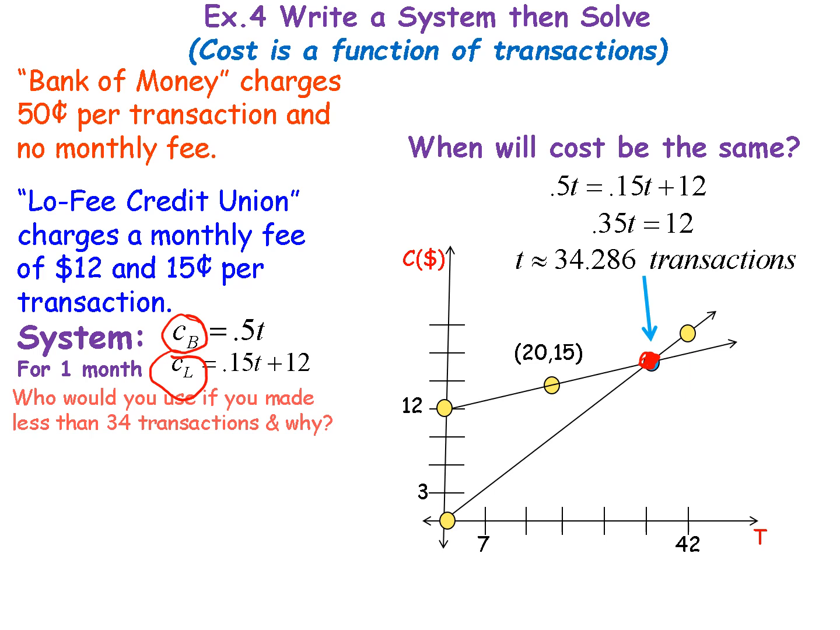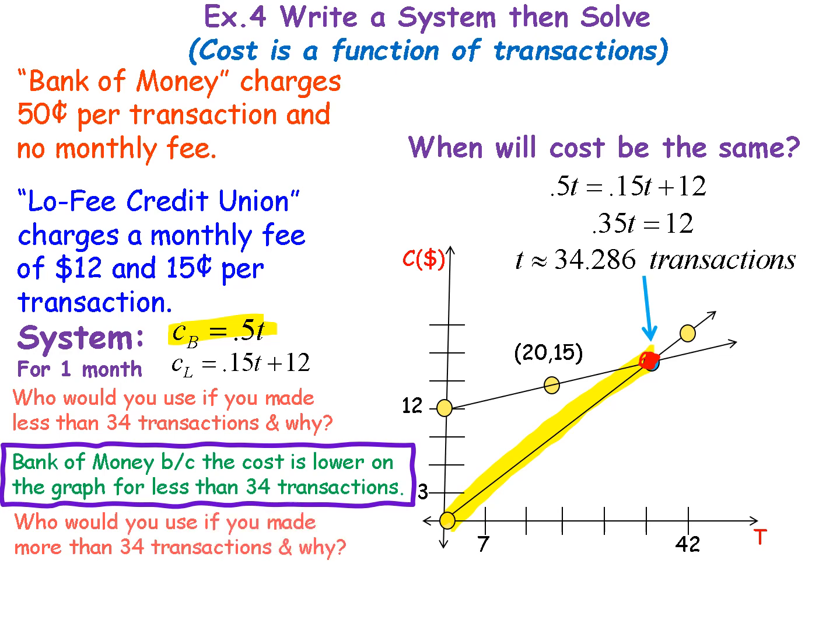But what if I want to know who you would use if you made less than 34 transactions, and why? If I make less than 34 transactions, that means going to the left of that intersection point, I'm going to pick that bank, because if the line represents the cost, this line for cost is most definitely lower than the one above it. Well, this line is Bank of Money. So I would use Bank of Money because for less than 34 transactions a month, they've got the lower cost.